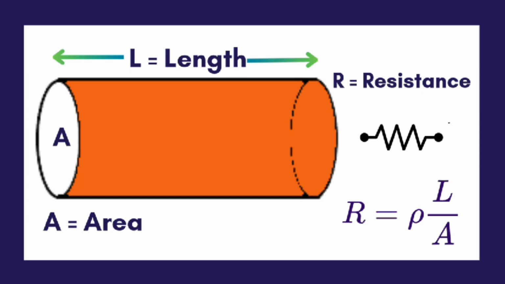For temperature of the conductor, for most metals, resistance increases with temperature. So, when temperature rises, atoms in the metal vibrate more, thereby increasing collisions with electrons, which further increases the resistance. However, for semiconductors, resistance decreases with temperature.